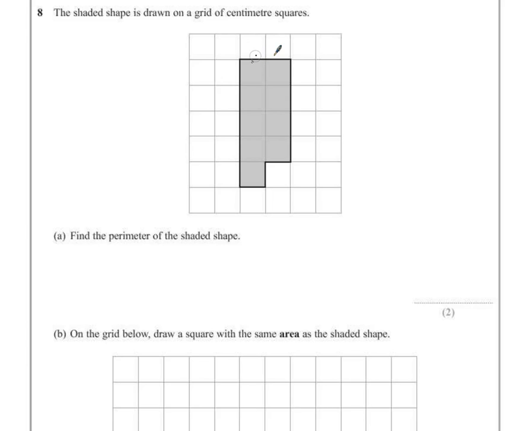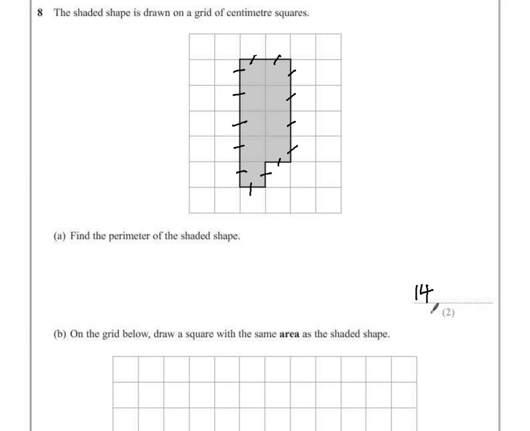So I'm going to go 1, 2, 3, 4, 5, 6, 7, 8, 9, 10, 11, 12, 13, 14. So there are 14 lines that make up the outside of the shape.